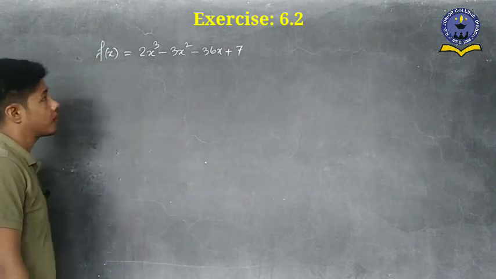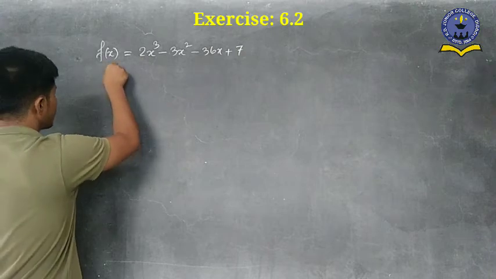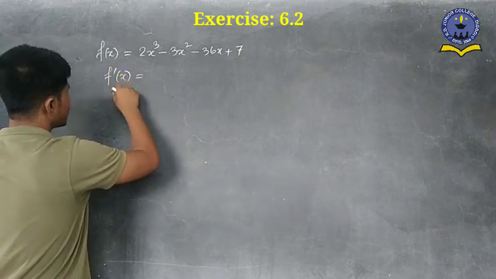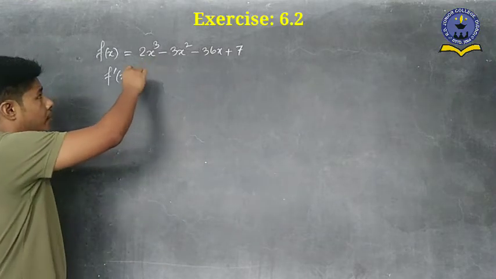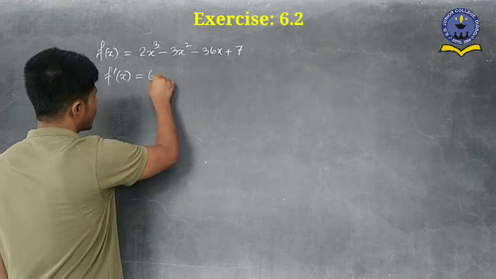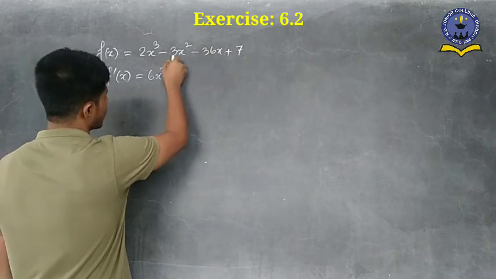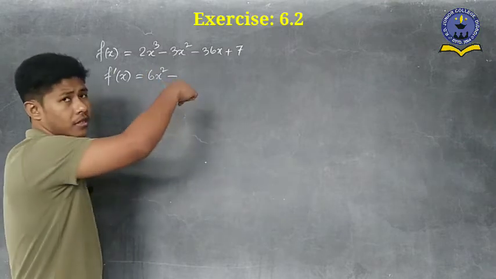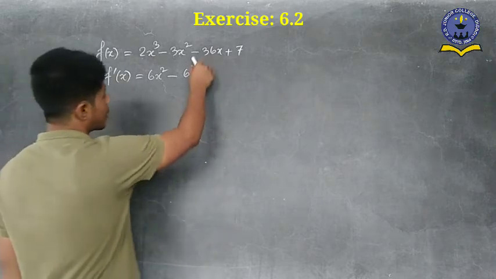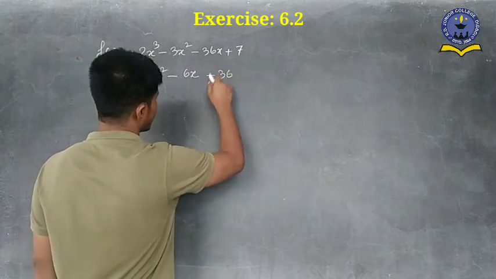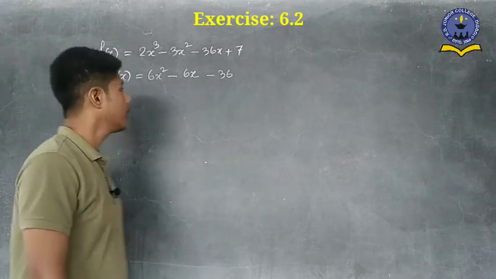Now the first step, all of you know what you have to do. We have to differentiate this one. So f'(x). If we differentiate this, 2 constant term, x³ gives 3x², 3 times 2 is 6, so we get 6x². Is it clear? Minus, 3 constant term, d/dx of x² means 2x, 3 times 2 is 6, so we write 6x. Is it clear? And next is minus 36, d/dx of x is 1, and d/dx of 7, a constant term, is 0. Is it clear?